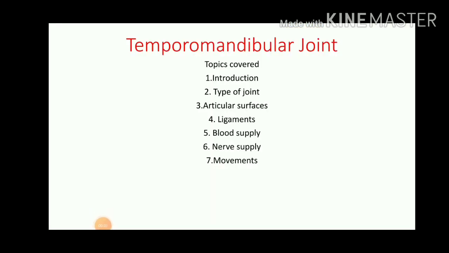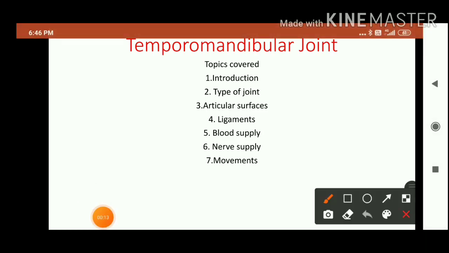In this video we are talking about the temporomandibular joint. As the name suggests, the temporomandibular joint is formed between which bones? You see, this is the mandible bone, so it is formed between the mandible and temporo, meaning the temporal part, the temporal bone.